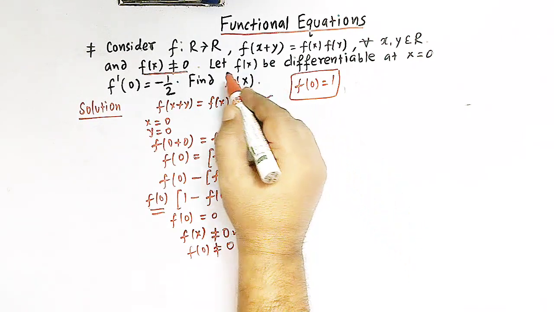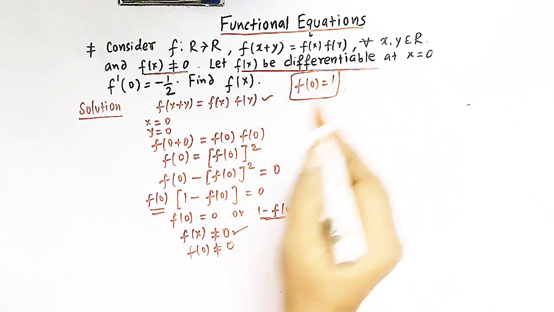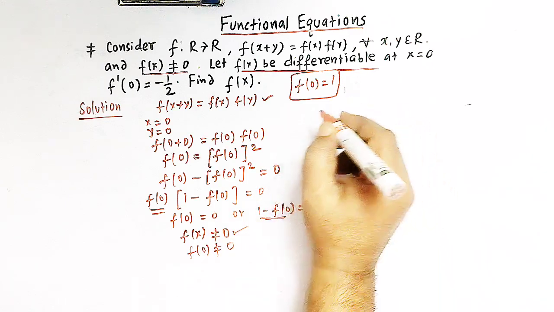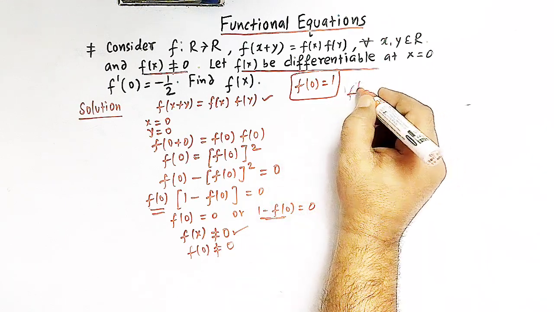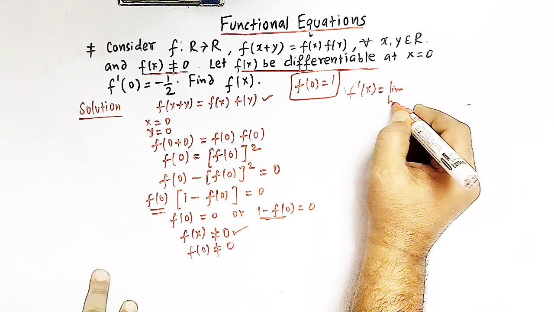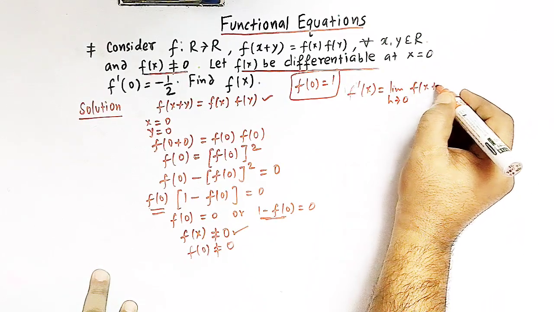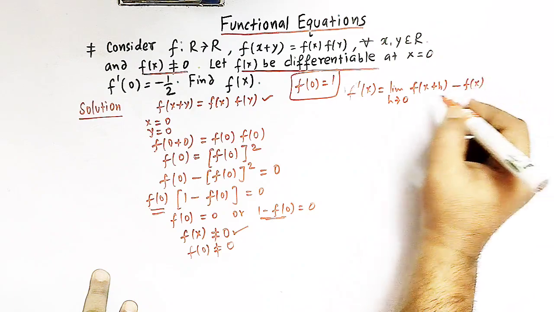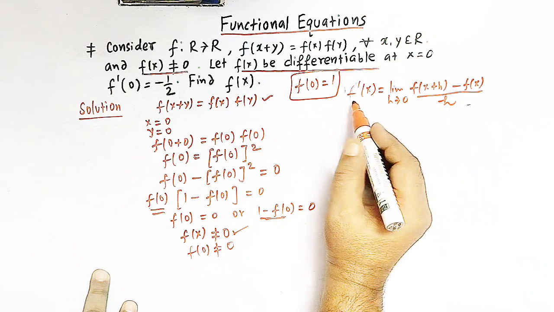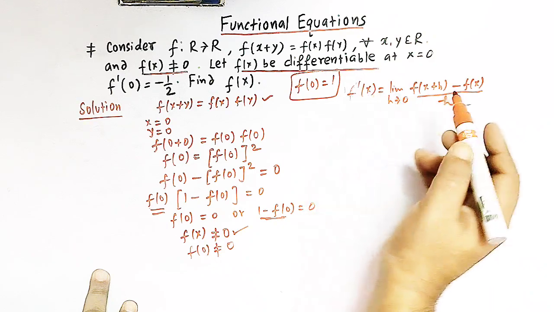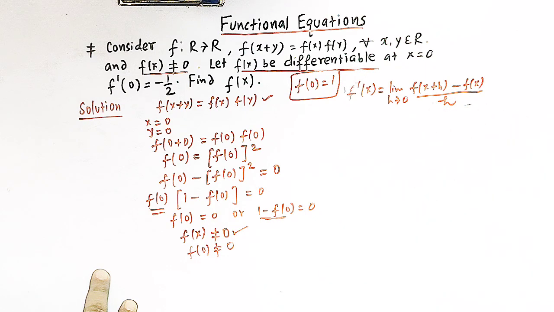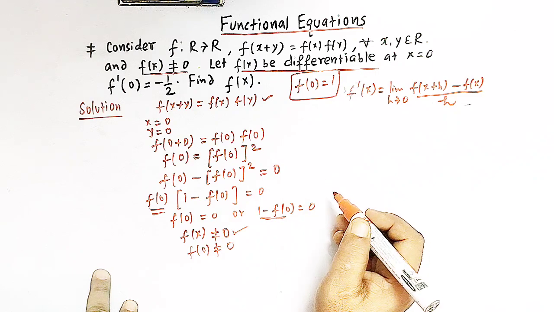Now we are given that the function f(x) is differentiable at x = 0. So let us define the derivative of f(x): f'(x) is given by the limit as h tends to 0 of (f(x + h) minus f(x)) divided by h. This is the definition of the derivative of f(x), and remember here h is infinitesimally small.